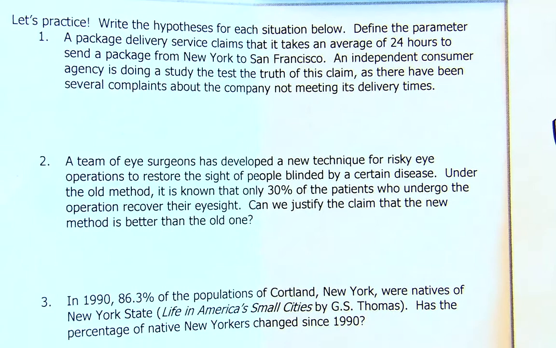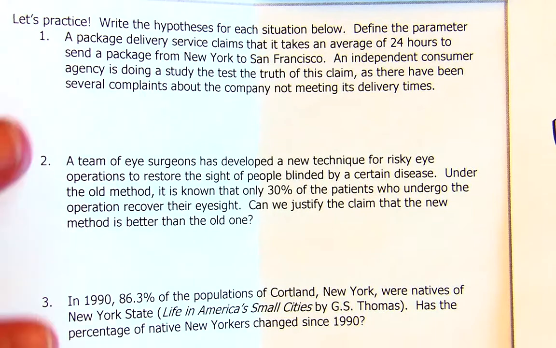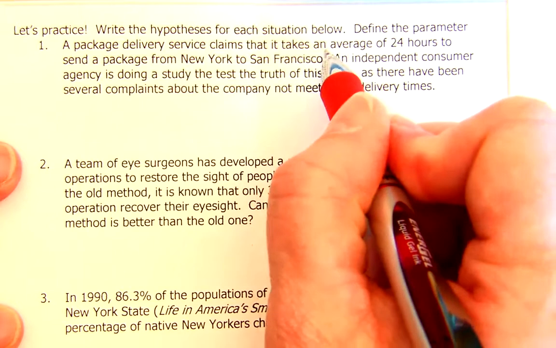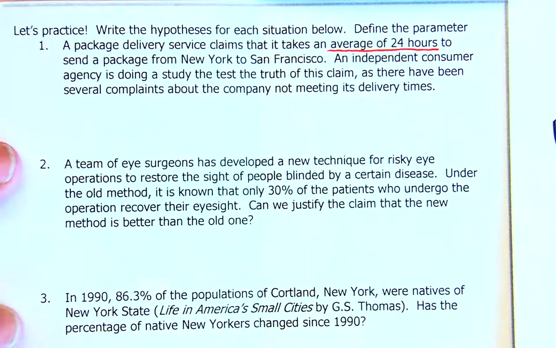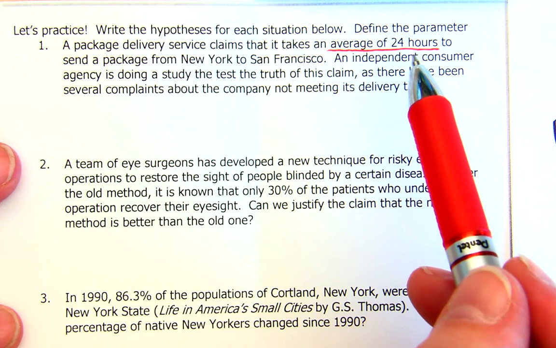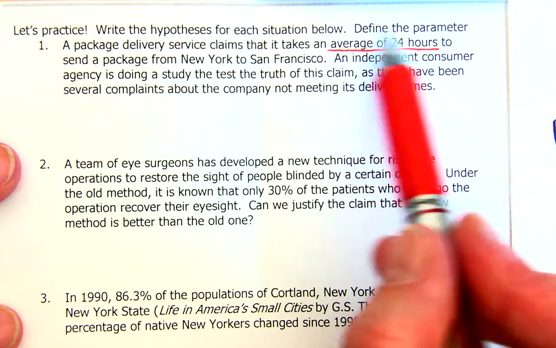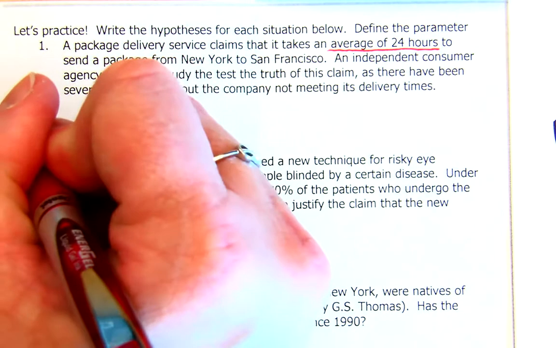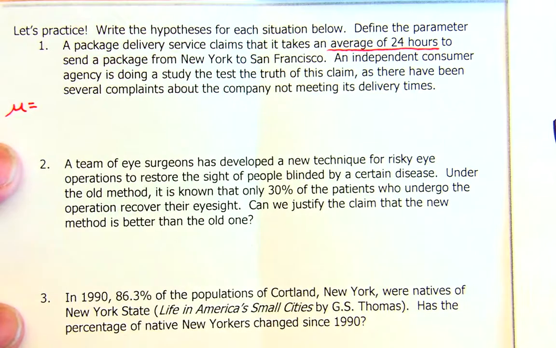So, to write this out, we need to first of all define what is the parameter we're looking at. Are we looking at an average or a proportion? Yeah, because it says here, average of 24 hours. That tells me I'm looking for a mean. I'm looking for an average. Okay? So there should be something in the problem that tells you which one you're doing. So we're going to define what that is.